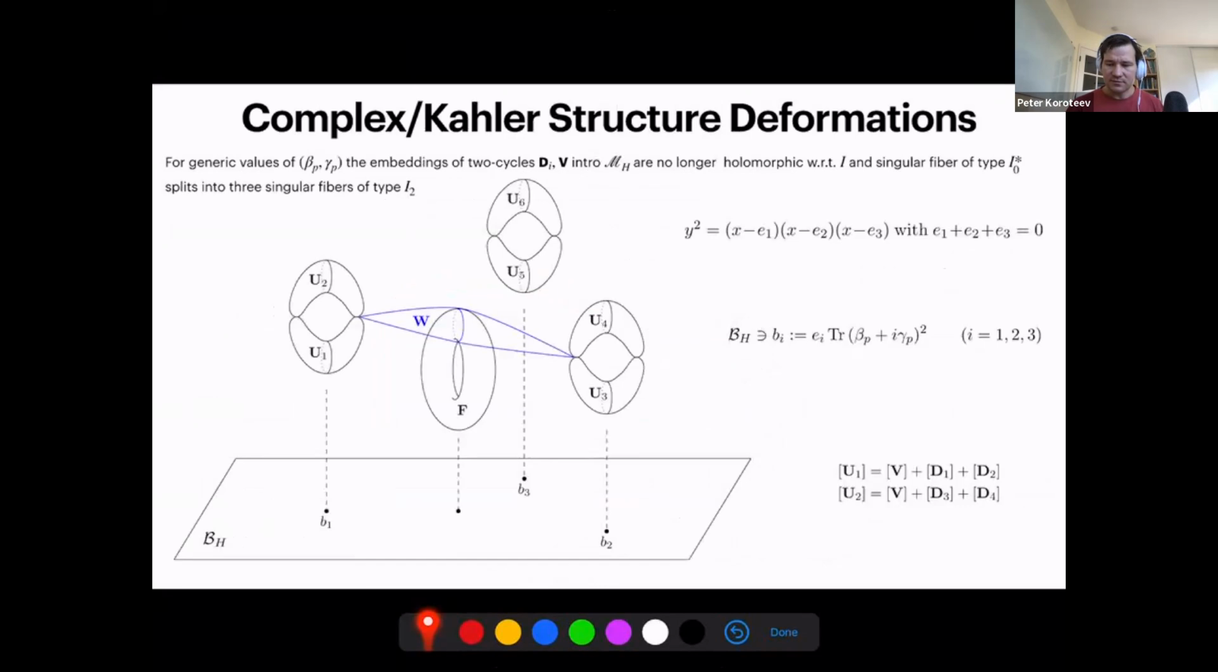So let's talk about the deformation parameters a bit more. For generic values of beta and gamma, if you turn on beta and gamma, the embeddings of those cycles D_i and V into M_H are no longer holomorphic with respect to I. And now you'll have a different type of fibration. Now I0-star will split into 3 singular fibers of type I2. You can make sure this is true by looking at the parametrization where the singularity is at infinity. This is the elliptic curve, and you'll see that there will be 3 points in a base, b_i, given by these expressions, over which the fiber looks like a torus pinched at 2 points. It splits into 2 CP1s, and they have 2 double points over here. Then you can expand it in a homology basis of what happened before.